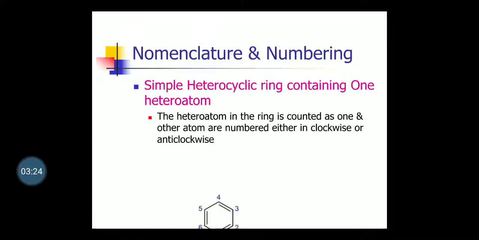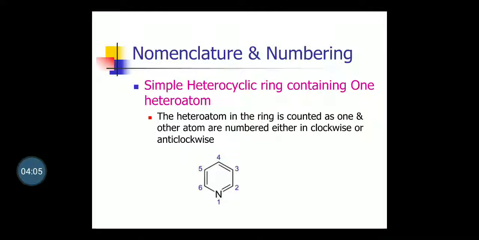Now next, the nomenclature. The first topic is how to give the numbering to a simple heterocyclic ring and to a fused heterocyclic ring. One by one we'll go through the rules, because there are fixed rules to give the numbering to heterocyclic rings, whether 6-membered or 5-membered. The first rule: in a simple heterocyclic ring containing one heteroatom, the heteroatom in the ring is counted as 1, and the other atoms are numbered either clockwise or anti-clockwise.